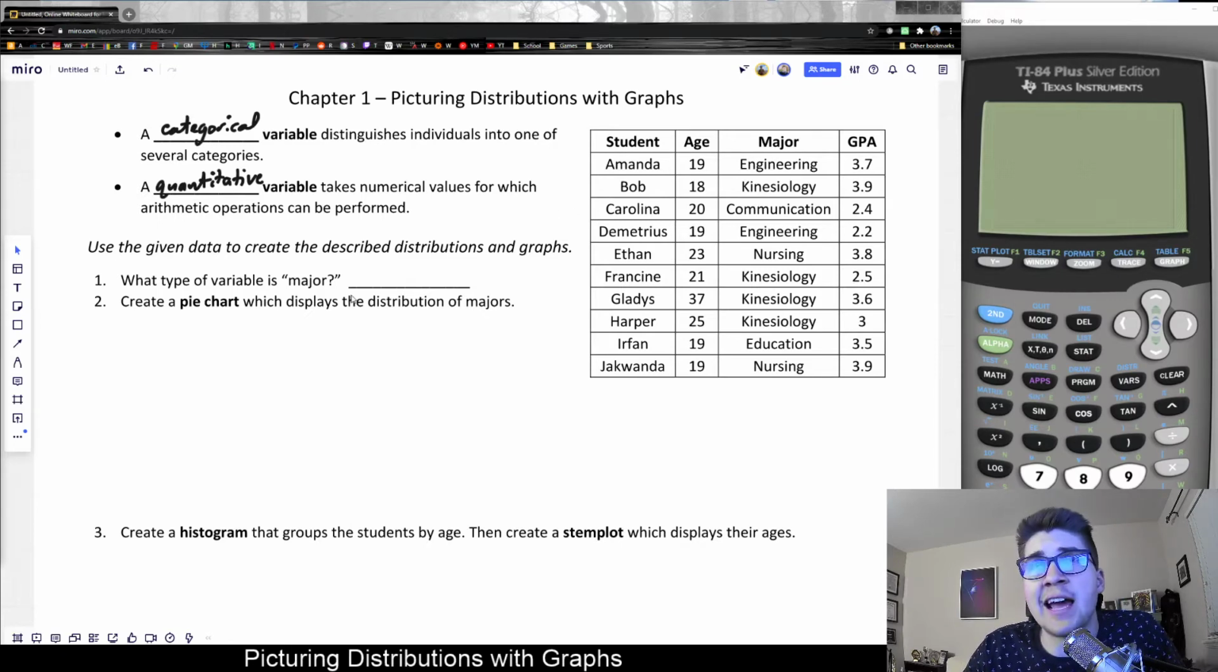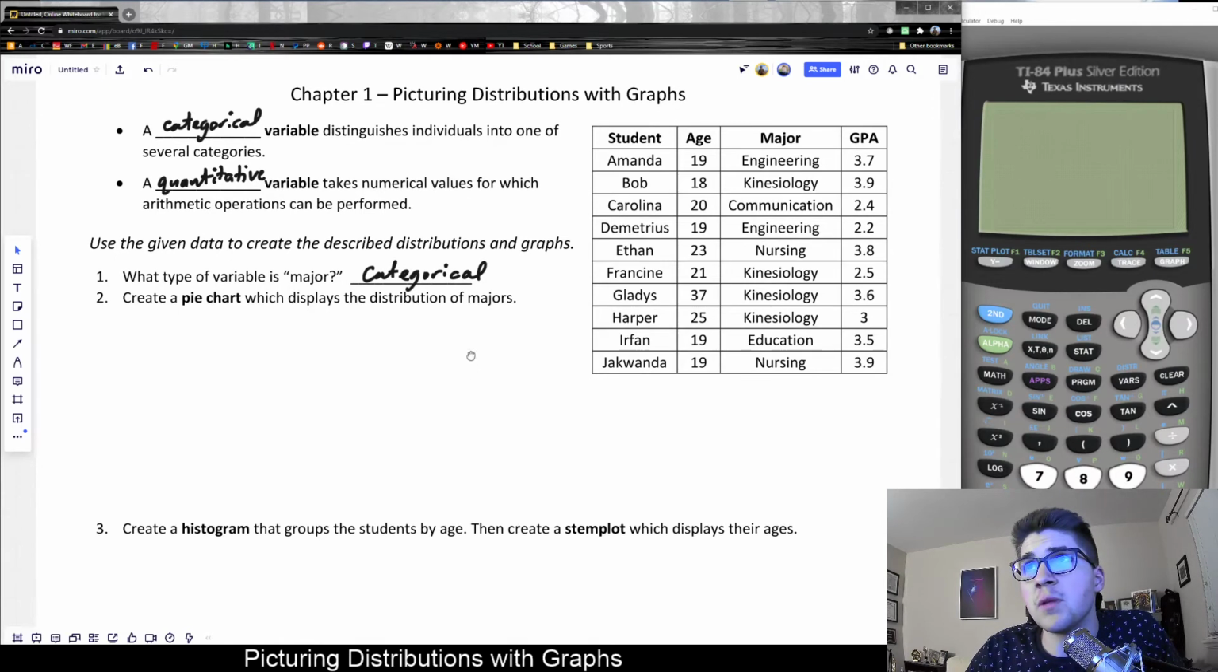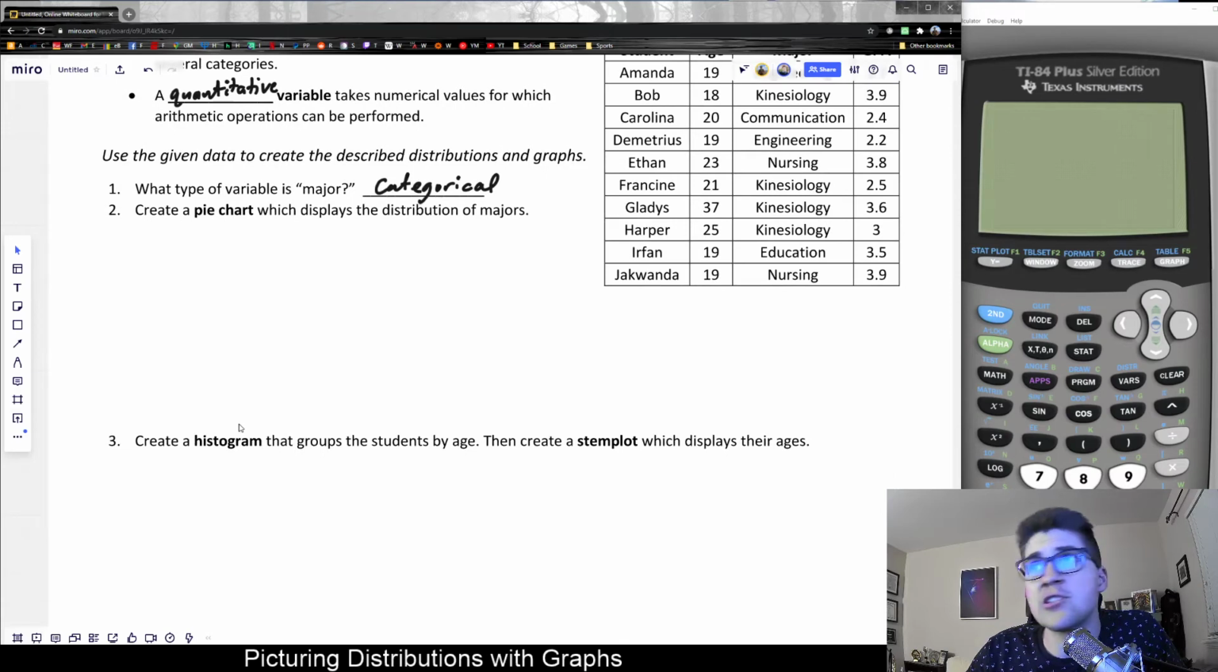So the first question asks us, what type of variable is major? And I guess I already answered this, but the major category we would say is a categorical variable, whereas the age and GPA we could say are numerical. Categorical. And the first thing it asks us to do is create a pie chart which displays the distribution of majors, then create a histogram and a stem plot.